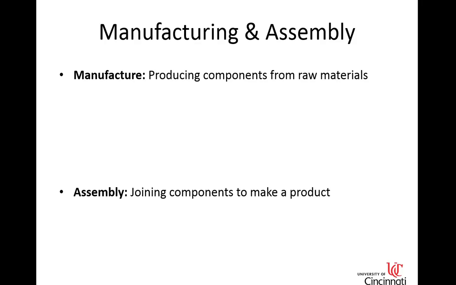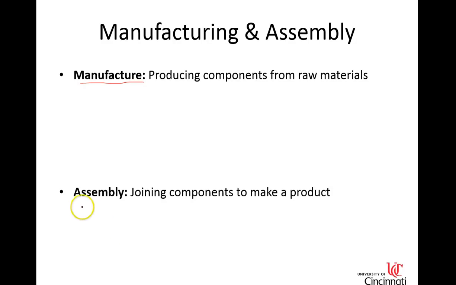Now, going through, exactly what is manufacturing and assembly? I know that's kind of a basic question, but let's go ahead and establish it. So, when we say manufacture, what do we actually mean? We're actually talking about producing components from raw materials. And raw materials could be anywhere from raw plastic, off the shelf bar stock from a metal supplier, to castings or any other product that hasn't been processed by you yet.